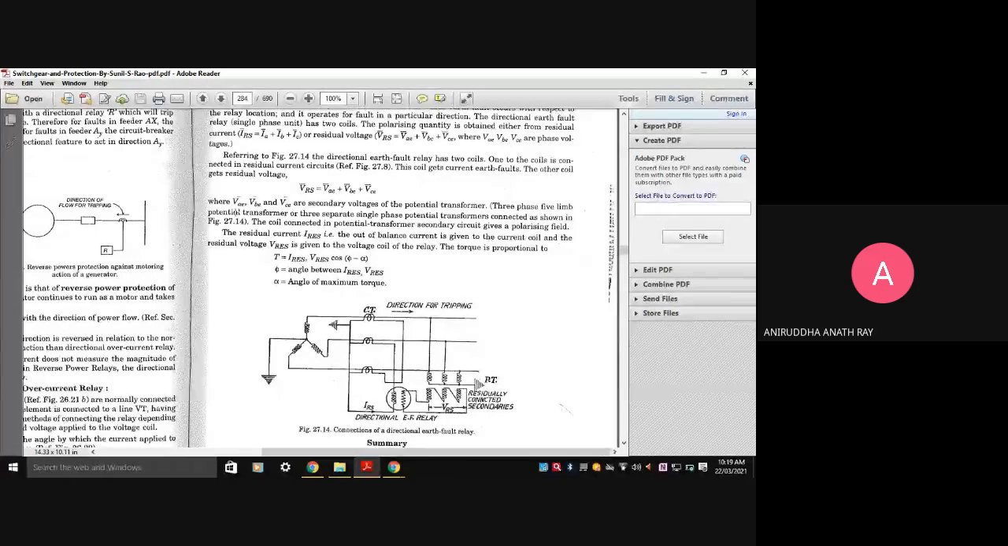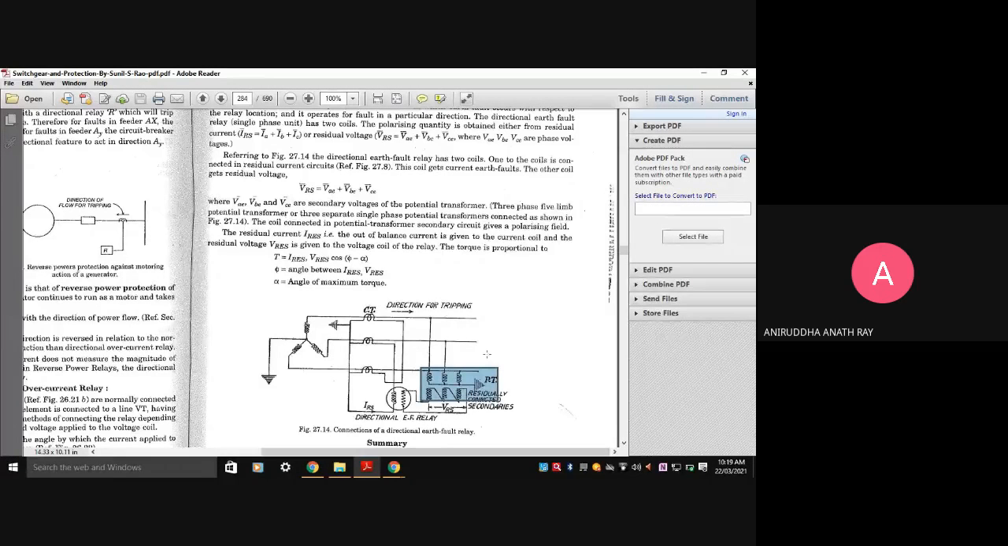Again, the three-phase five-limb potential transformer or three separate. Yes, see, three-phase five-limb potential transformer. As you can see over here, these are the CTs, and these are the PTs. These are the potential transformers in the picture. You can all see very well.